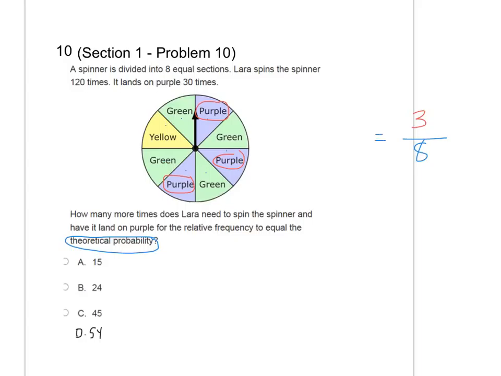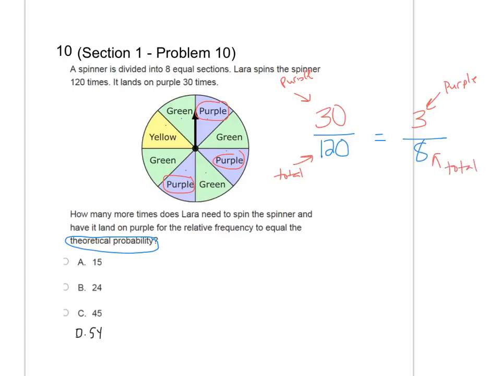Well, they tell us that right now she's already spun the spinner 120 times, and we know that it's landed on purple 30 times. So this is the total spins that we've done so far, and this is how many purple we've had. On the theoretical side, we know that 3 spots are purple, and there are 8 total.